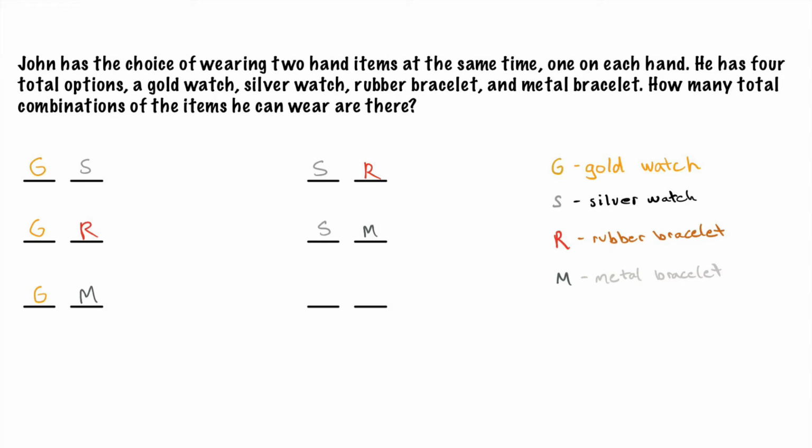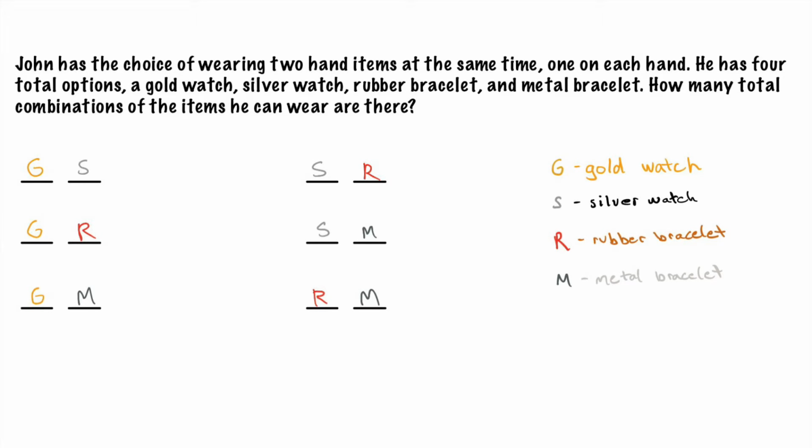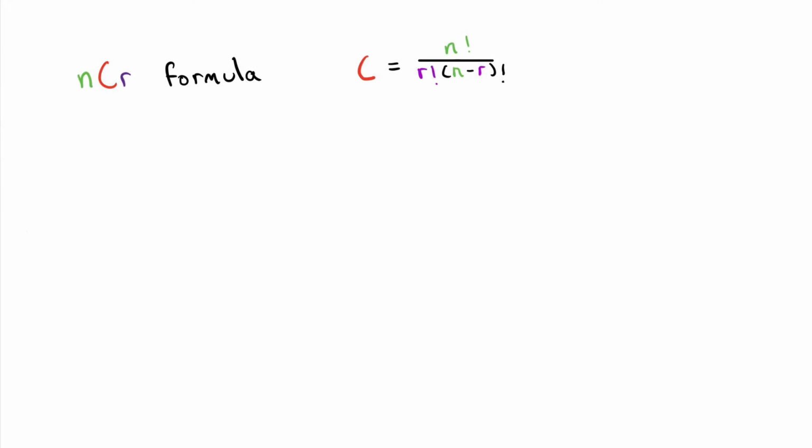Now that we're done with gold, we'll do silver. So silver and rubber, and silver and metal. We already did the gold and silver, so we won't be needing that. And the last combination which we haven't done is rubber and metal, which brings us to 6 total combinations. However, with problems with more options, that method becomes too difficult and time consuming. So for those types of examples, we use the nCr formula.